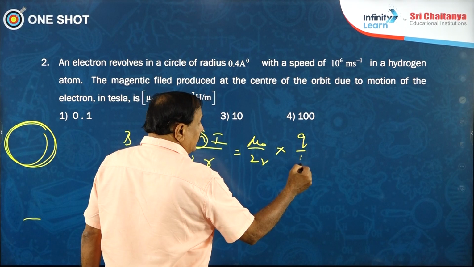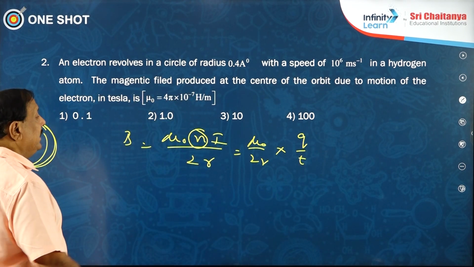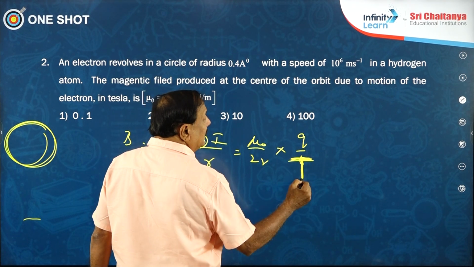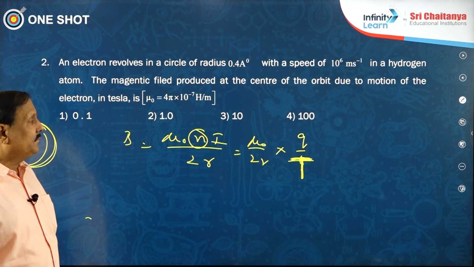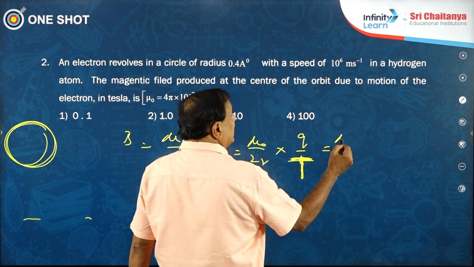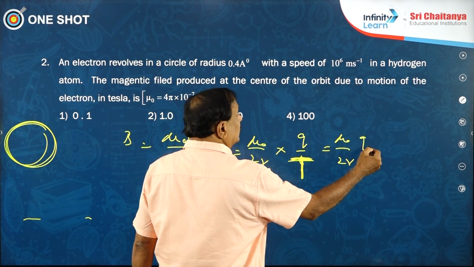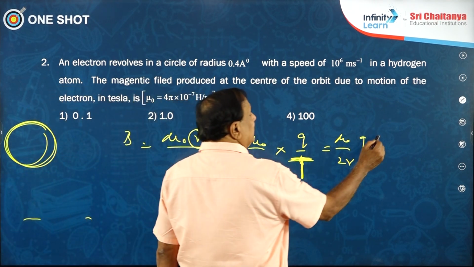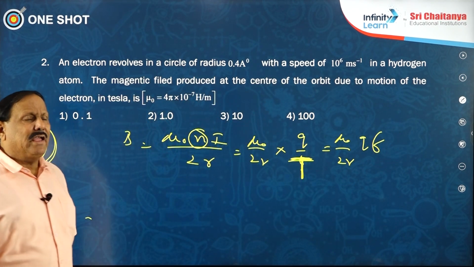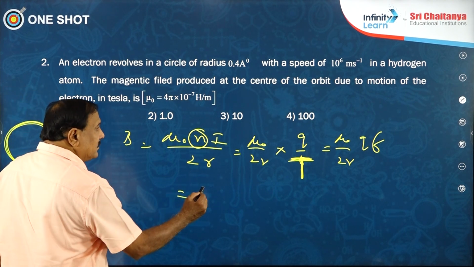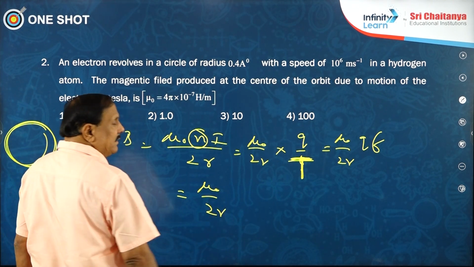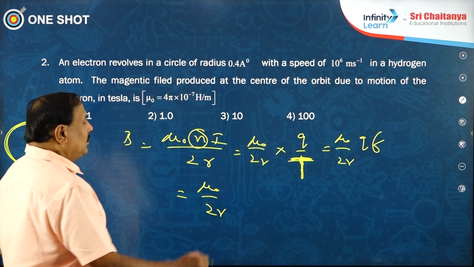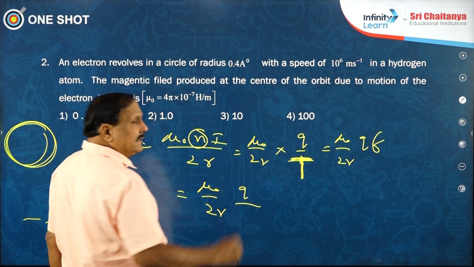I think you know that I is equal to Q by T, where T is the time period, because I took one turn, one loop, one rotation. Also you can say mu naught by 2R into Q into 1 by T, and the reciprocal of the time period is called frequency. So, you can write it like this also, where f is the frequency. I am trying to give all possibilities. Later I will come to the question.